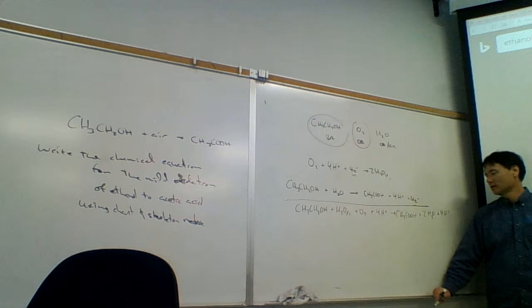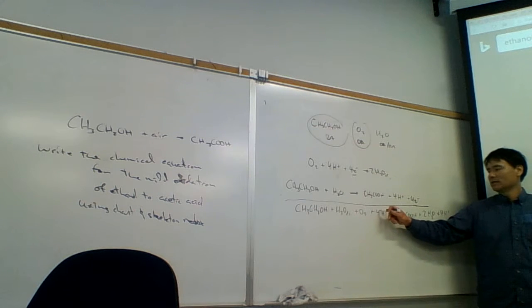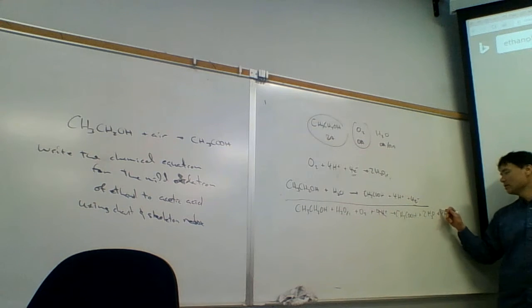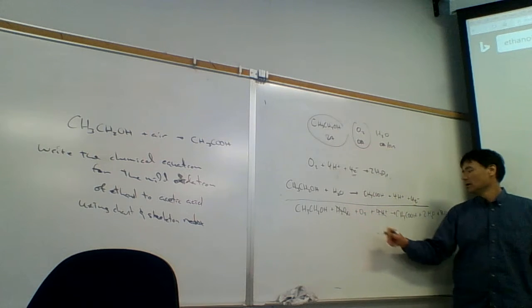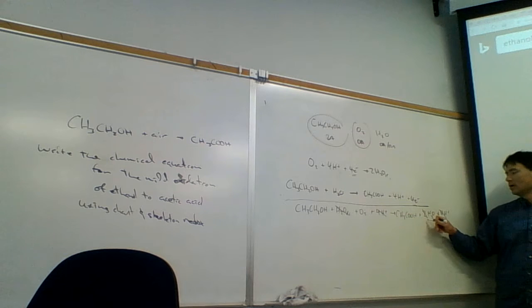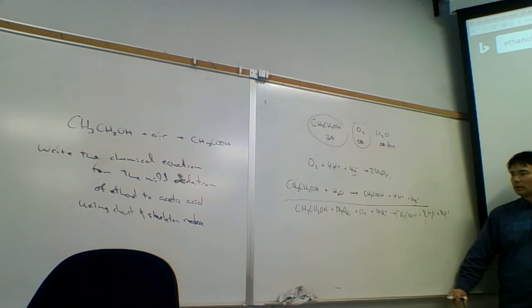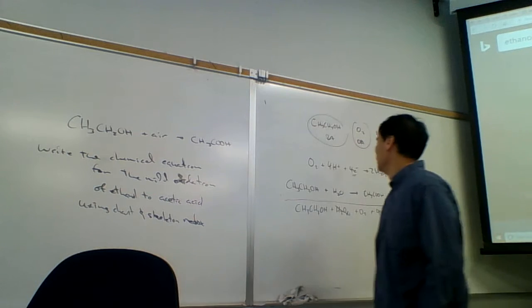We can see that there are some spectators here. For example, the 4 H pluses here cancel out the 4 H pluses here. I have 1 water here that'll cancel out one of the 2 waters here, and they'll just leave me with 1 water there. Okay, that looks like it.